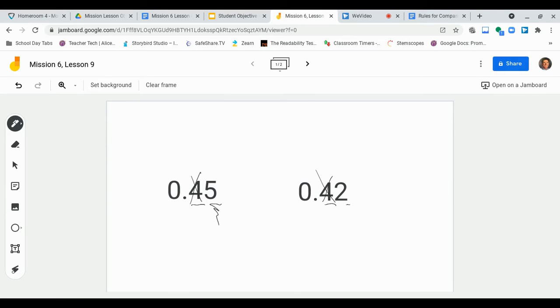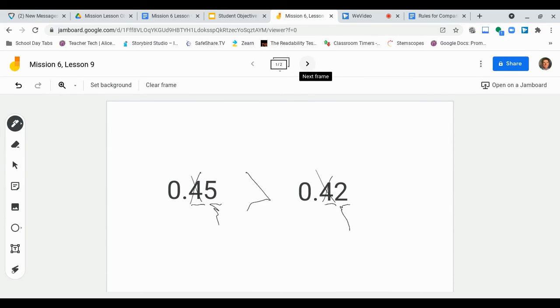And I have 5 hundredths here, and I have 2 hundredths here. Which is greater, 5 hundredths or 2 hundredths? Well, I know that 5 is greater than 2. So therefore, this number is the greater number. 45 hundredths is greater than 42 hundredths. That's how we're comparing these numbers, just moving from left to right.